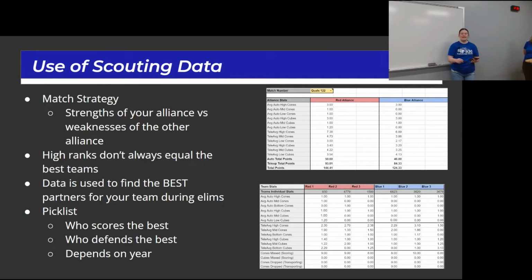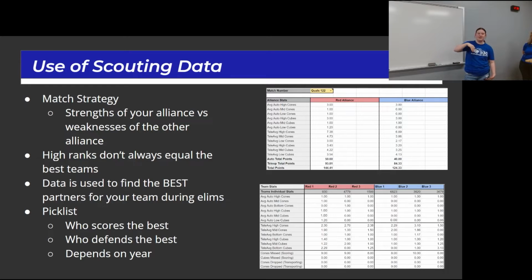So you can use your scouting data to find, okay, we can score on the top really well, but the other team can't pick up cones from the ground. You can use that in your match strategy to be like, okay, how do we prevent them from scoring the most? It's so important that you use your data, that you know the alliance that you're going up against, and it's just going to make your match strategy a lot better. And you're going to be more likely to win the match if you're utilizing the resources that you just scouted for.